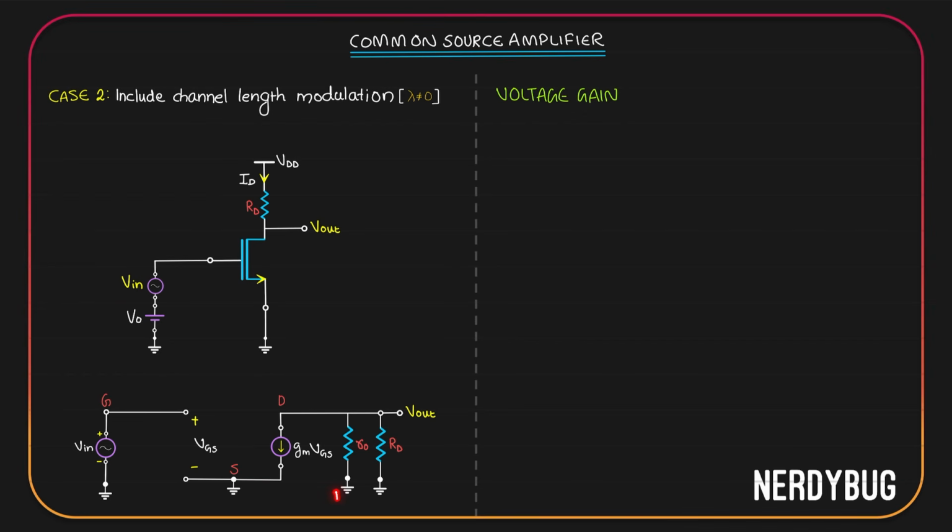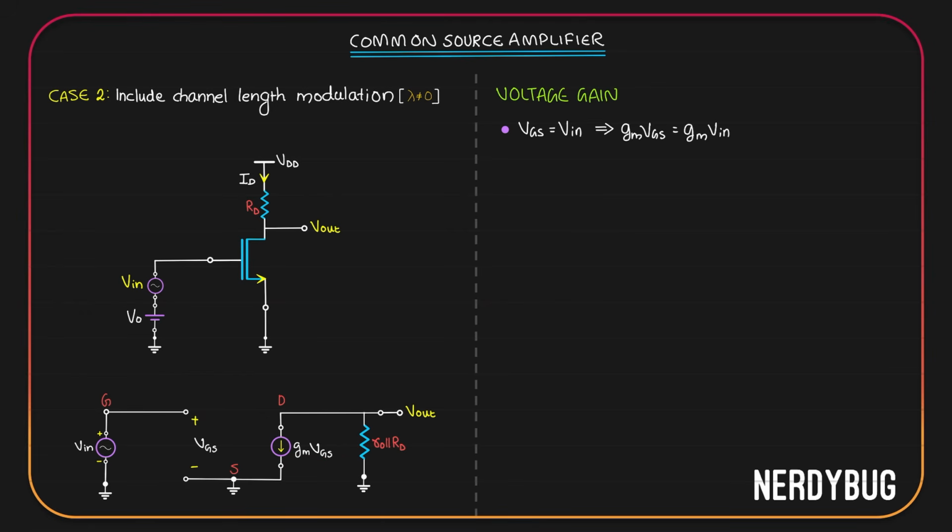Now, R0 and RD are in parallel with each other. To make it simpler, let us replace these two with one single resistor whose resistance is R0 parallel to RD. Now, this looks exactly like our old small signal model, except instead of RD, we have R0 parallel to RD. So the derivation will look exactly the same. The first thing we have to write is this: Vin will be equal to VGS. If Vin is equal to VGS, then gmVGS will become gmVin.